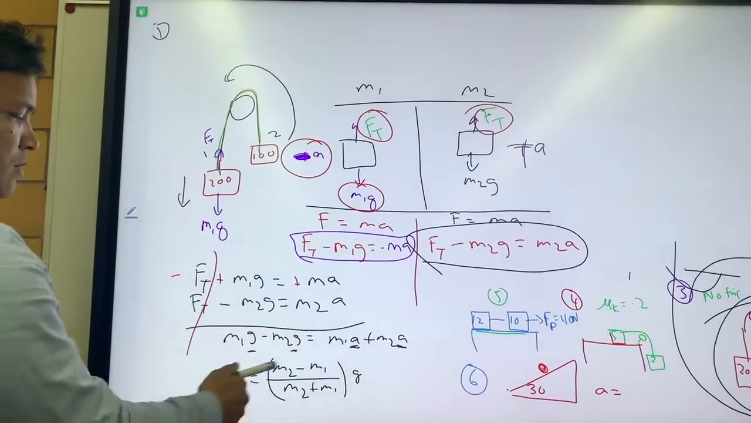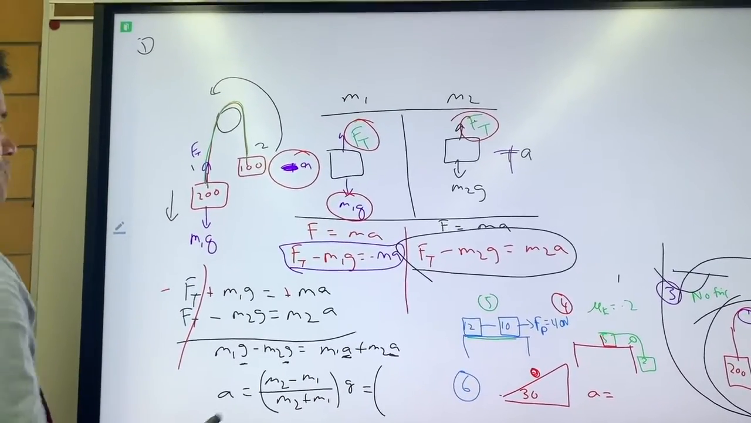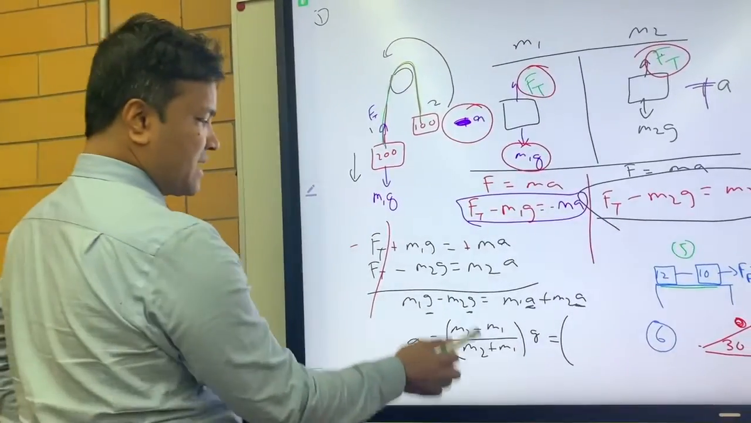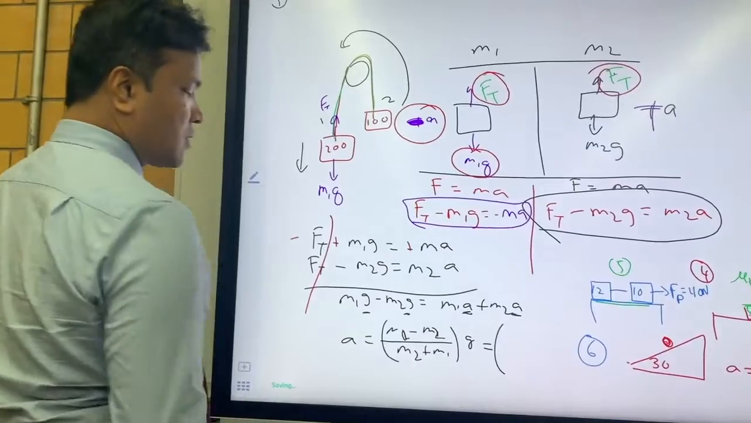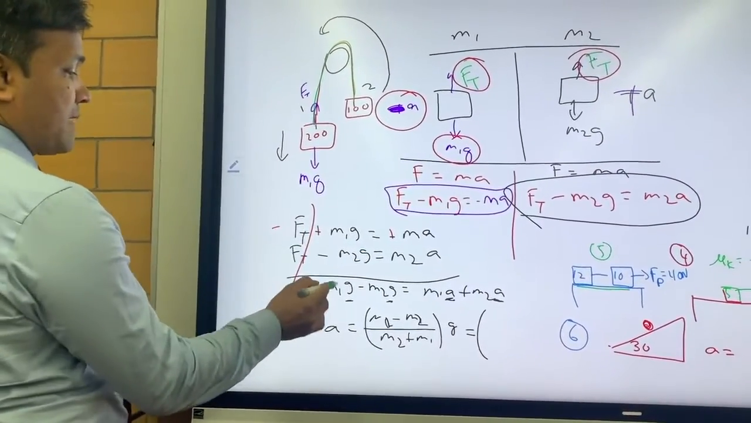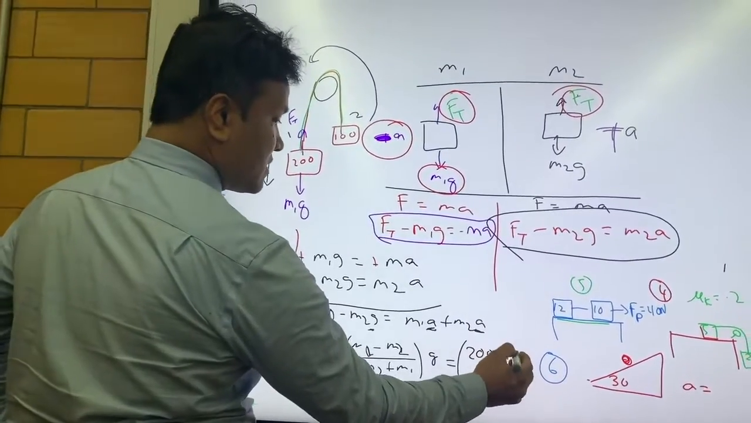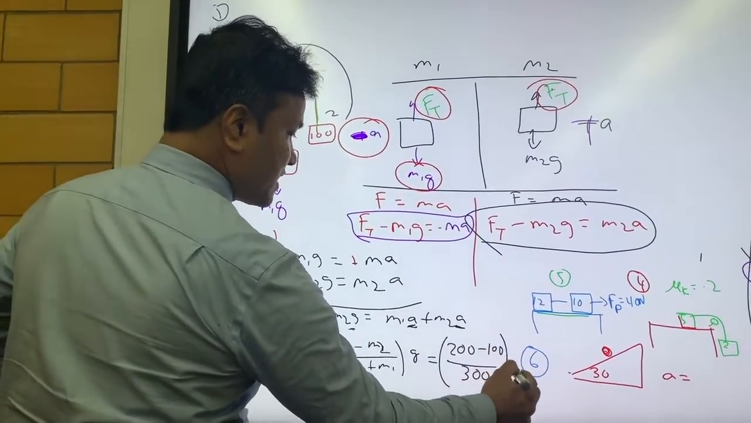Okay? So now what is m2? Oh, it is m1 minus m2. Okay, m1 minus m2. So what is m1? m1 is 200 minus 100 over 300 times 9.8.